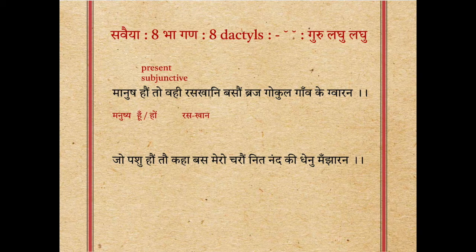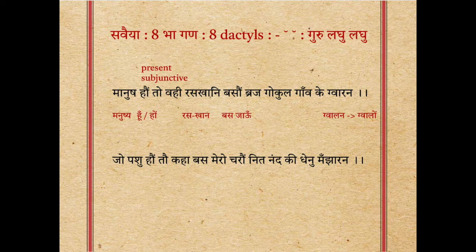Gaon, of course, is village, and ke, postposition. Gwaran. Now, Gwaran, if you can't find this in the dictionary, remember the phonological rules laid out by Rupert Snell in the introduction to his reader. You'll recall that ras and las are often substituted for one another. And so you'll eventually find that Gwaran is a form of Gwala, Gwala being a cowherd.